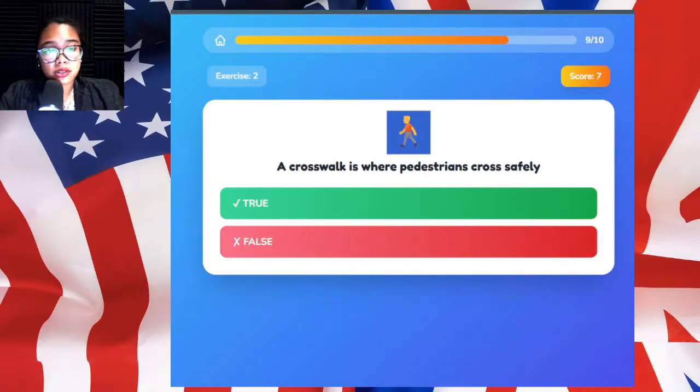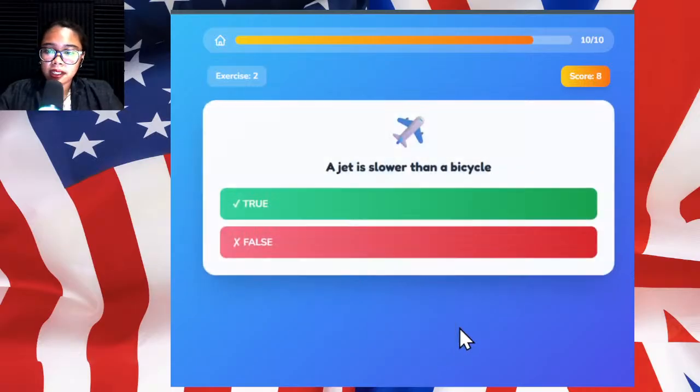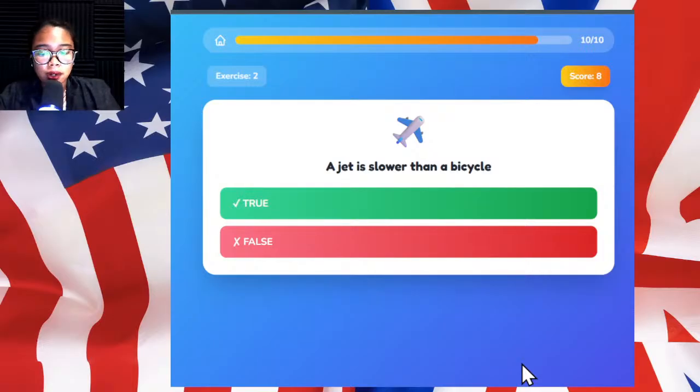How do we define crosswalk? From the name itself, a crosswalk is a specifically designated area on the road where pedestrians, like people who are walking, are allowed to cross the street. So this statement is true. Well done. Next, a jet is slower than a bicycle. Go.